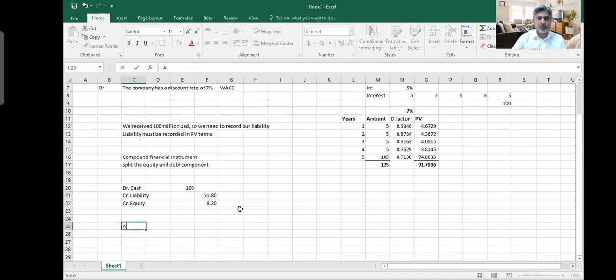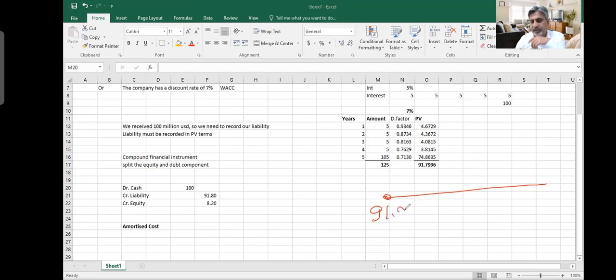Now you need to make an amortized cost table. What is amortized cost? How much liability do I have? I have a liability of 91.8, right? If you remember, my liability today is 91.8, and I have to pay 100 after 5 years. So I need to compound it, unwind it, inflate it, so that in 5 years' time it becomes 100. And this process should be done at 7%.